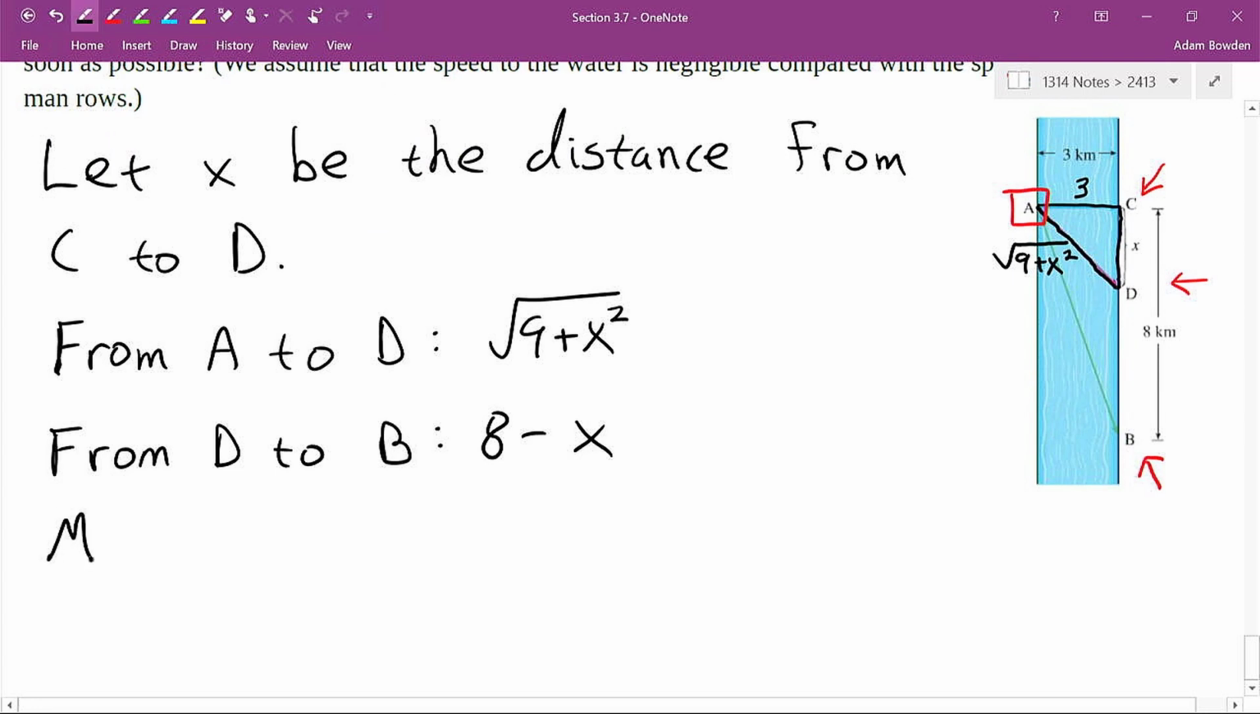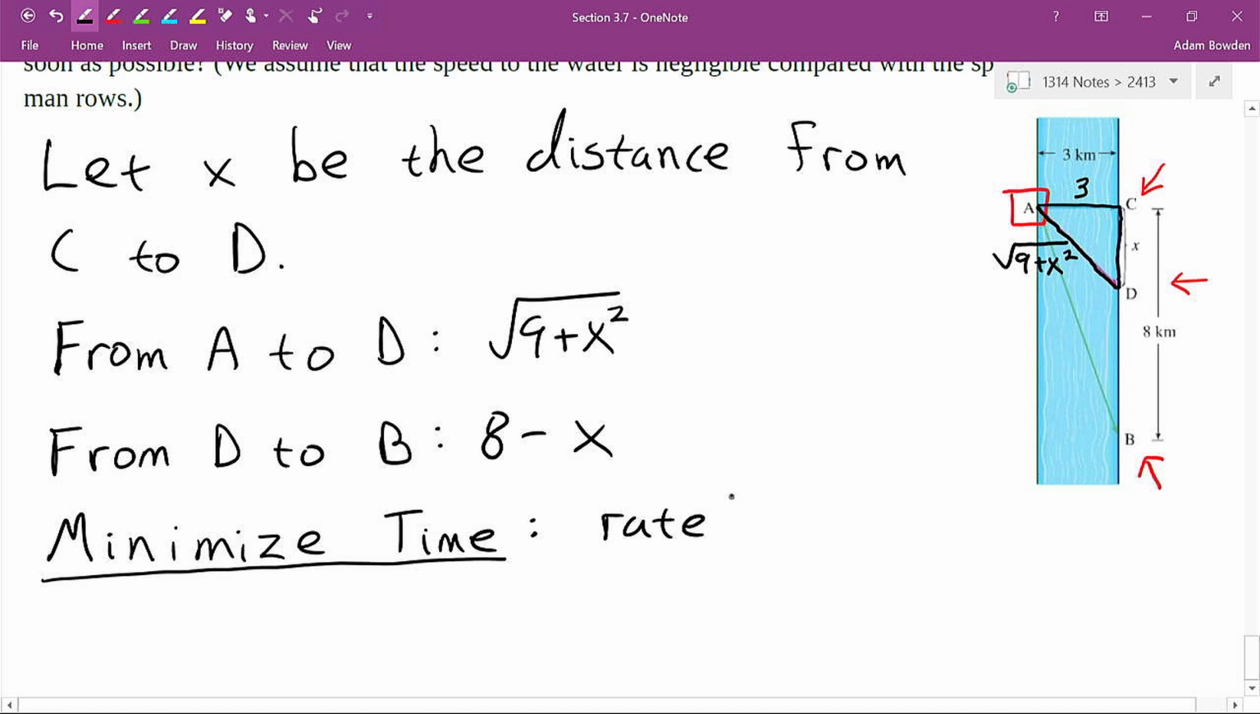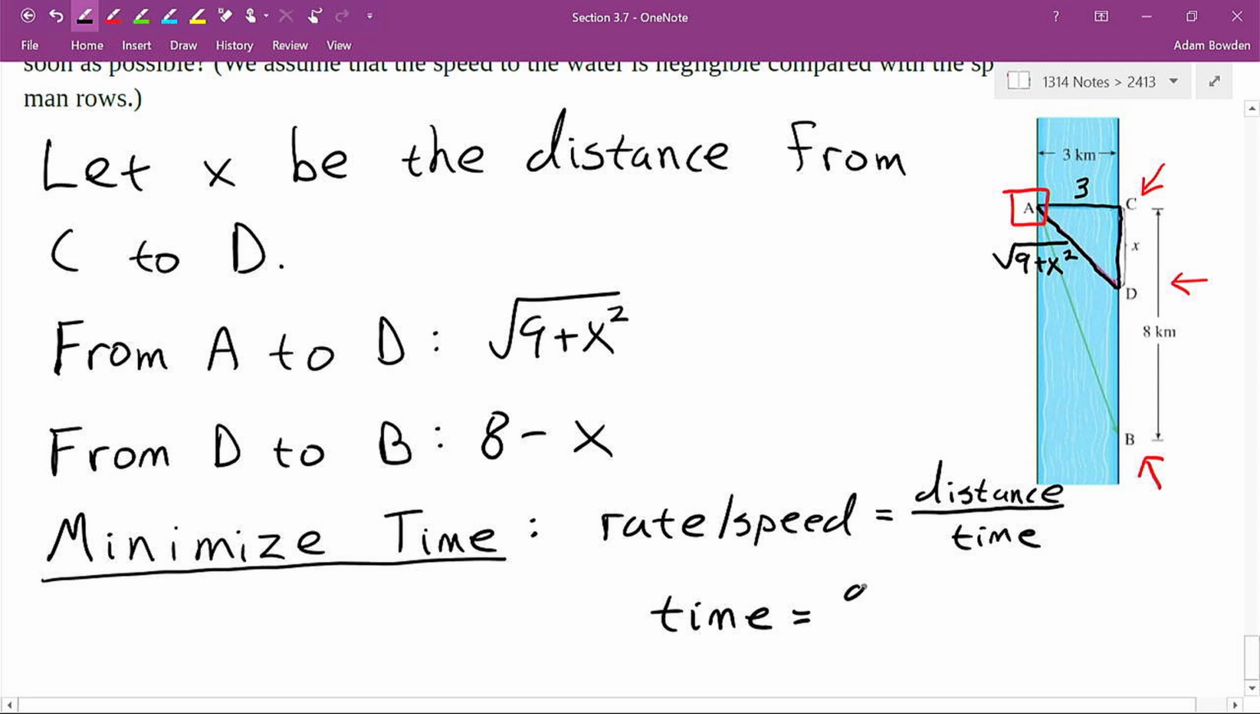So our goal here will be to minimize the possible time it could take, depending on where the point is rowed to along the coast. And what we'll do is we'll consider, of course, that the rate, the speed, is distance over time. And so if I rewrite this in a different way, time would be equal to distance over rate.